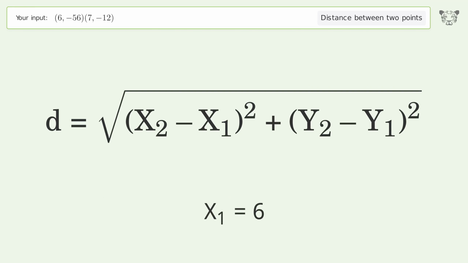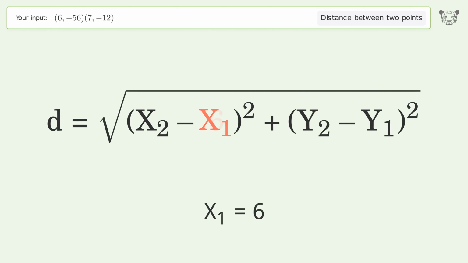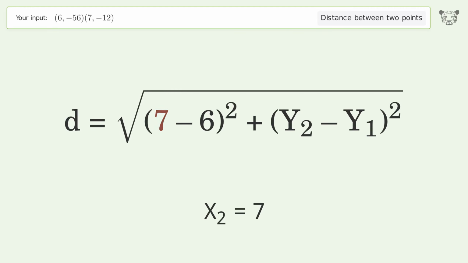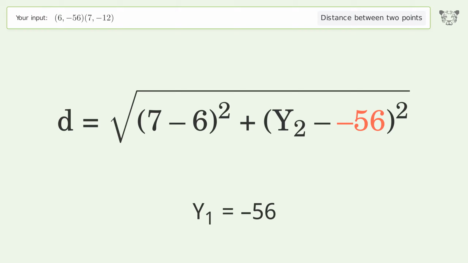x1 equals 6. x2 equals 7. y1 equals -56. y2 equals -12.